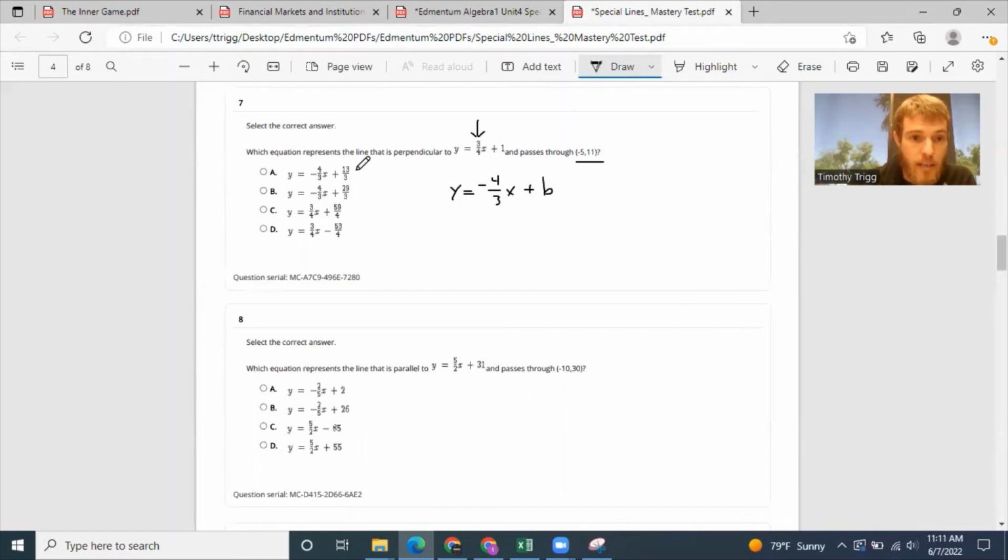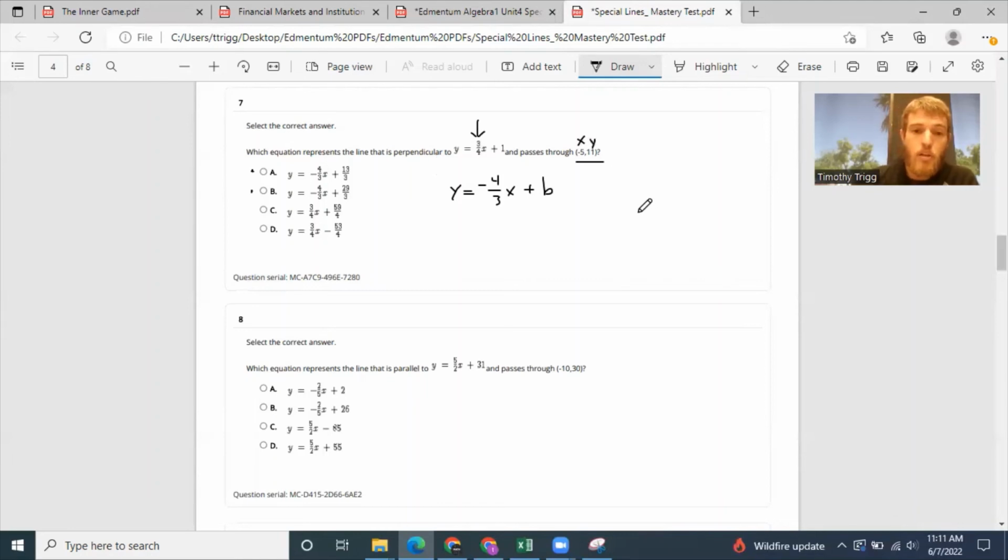Okay, so I know it's either A or B, because both of these lines would be perpendicular to our given line, because both of them contain the correct slope, negative 4/3. Now, which one of these passes through the point (-5, 11)? What you would do is replace x with negative 5 and y with 11 in the equation.